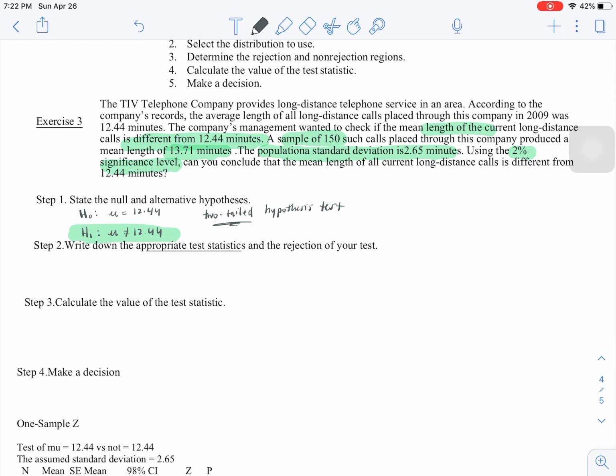Well, we're given the population standard deviation, so in other words, sigma, the population standard deviation is known. Second of all, we know that our sample size is 150, so we have a large sample. And last, we'll assume the sample is random.